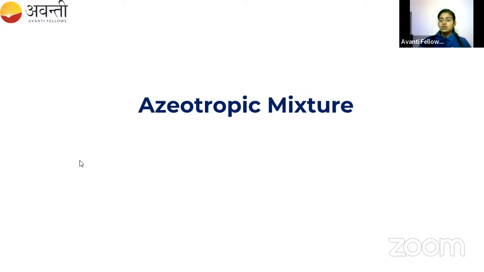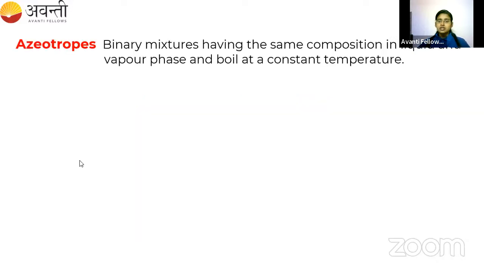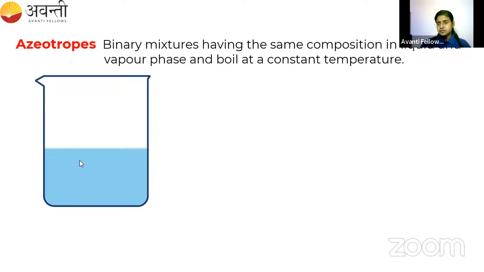Fine. So coming to this azeotropes. What I was saying, it is a binary mixture having the same composition in liquid and vapor phase, and they boil at a constant temperature. So let me take a beaker. I have a solution inside this. It is a binary mixture. Binary mixture means which has been composed of two molecules. One is A and the other one is B. Okay, it is a binary mixture.